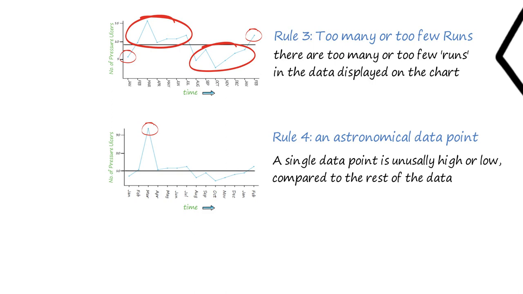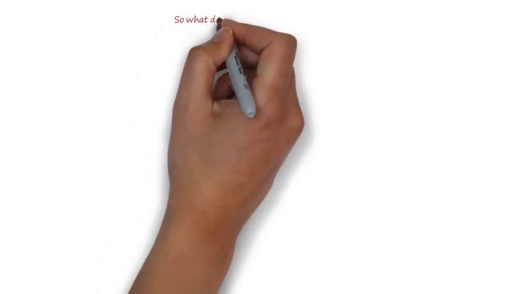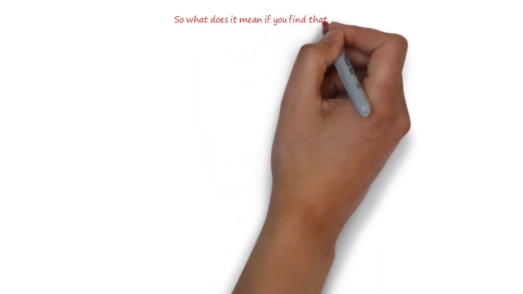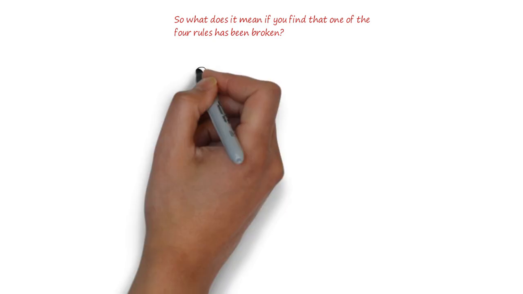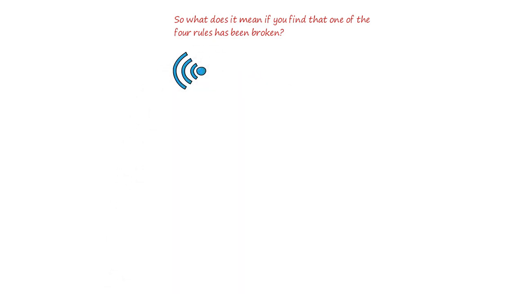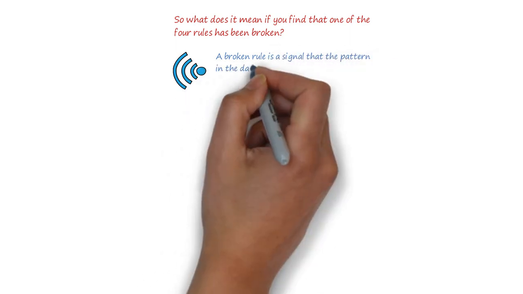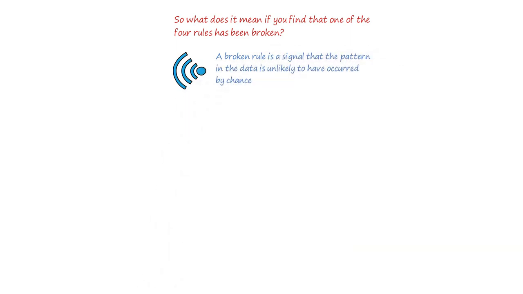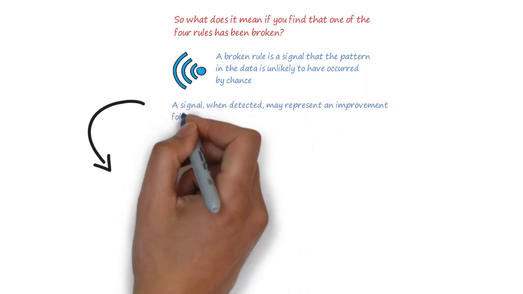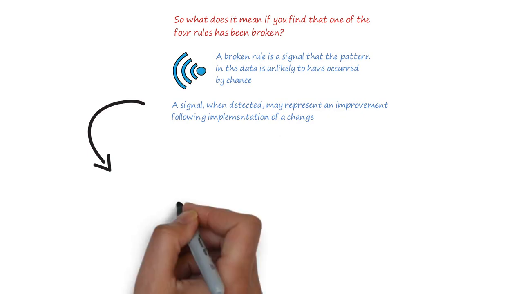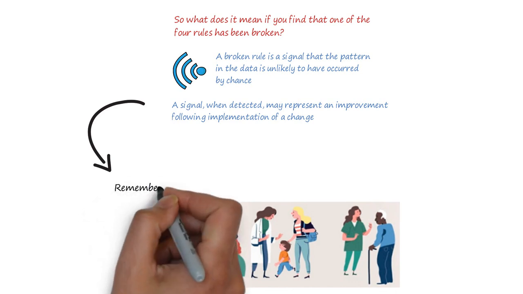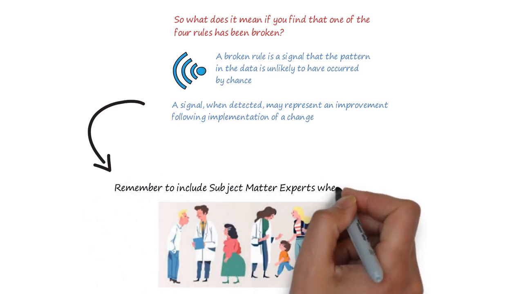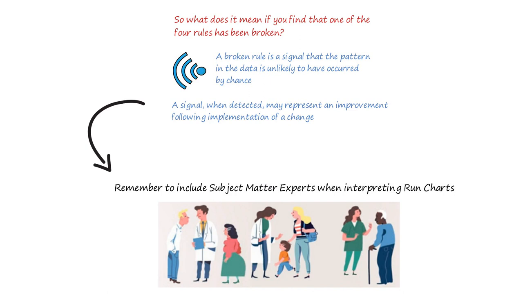So if you look at a run chart and you apply these 4 rules, what does it mean if you find that one of the rules has been broken? The term we would use is a signal. A broken rule is a signal that the pattern in the data is unlikely to have occurred by chance. And a signal, when detected, may represent an improvement in the quality of care, for example, following implementation of a change, but it could also be something else. So remember to include the subject matter experts when interpreting run charts.